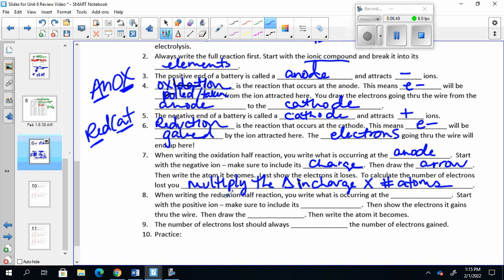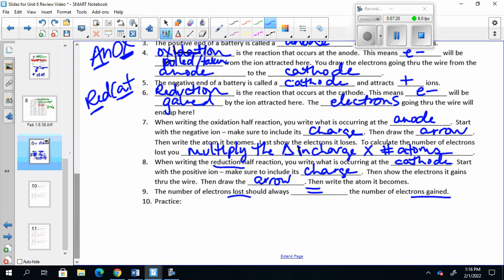When writing the reduction half reaction, you write what is occurring at the cathode. So remember, anox and red cat. Start with a positive ion, make sure to include its charge. Then show the electrons it gains through the wire. Then draw the arrow. So the electrons have to come before the arrow. They are a reactant. Then write the atom it becomes. The number of electrons lost should always equal the number of electrons gained.